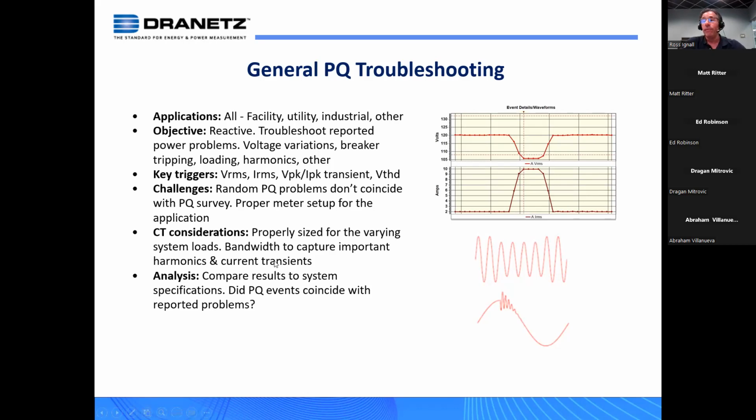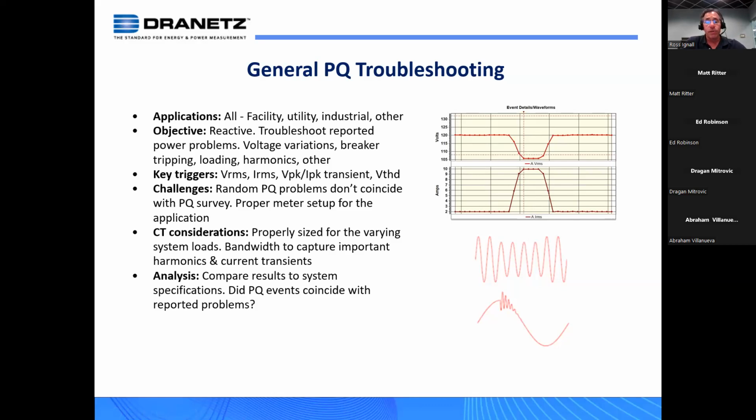A better solution, if at all applicable, is one of our flex CTs, which has a much wider bandwidth and is very appropriate for harmonic and current transient measurements. The analysis, again, your objective here is to compare the results to your system specifications, and really, did the power quality event coincide with the reported problem, and how to manage that.